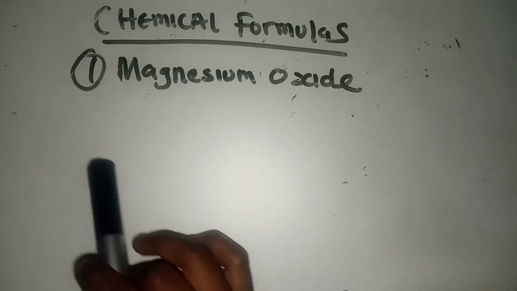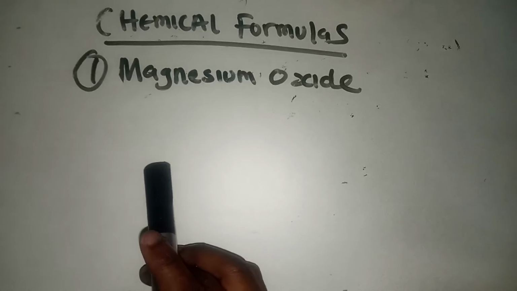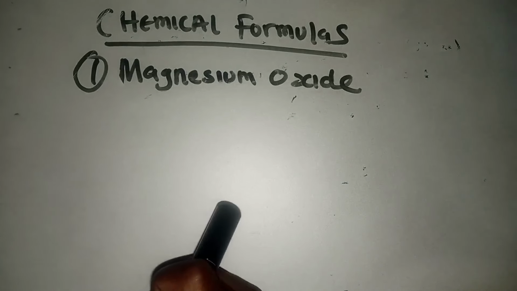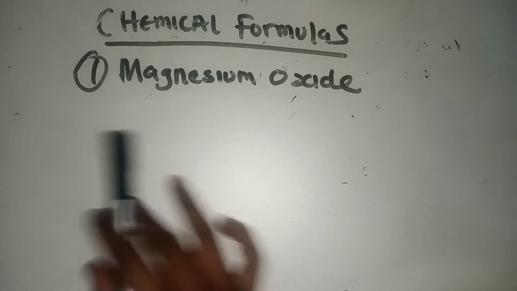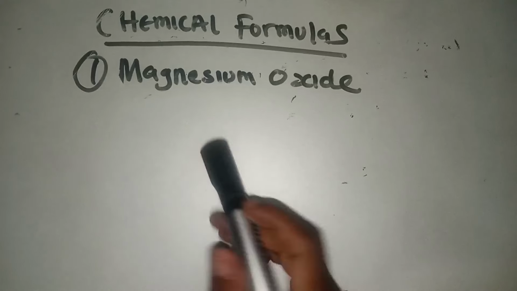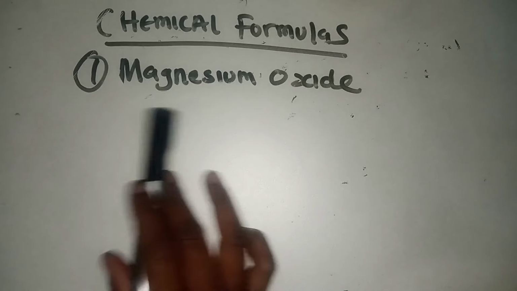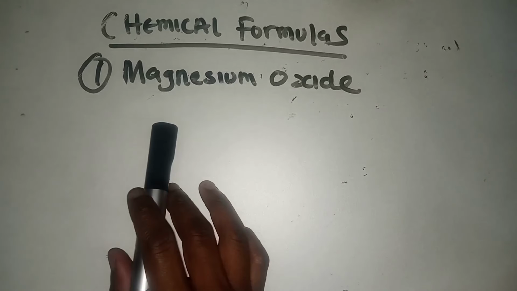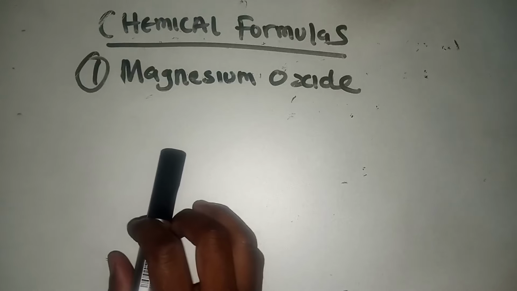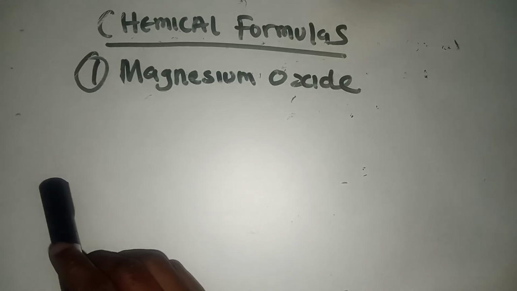Okay, yet again, we have come with a very interesting topic in chemistry. There's a question on the board. Write a chemical formula of this given molecule or compound, magnesium oxide.